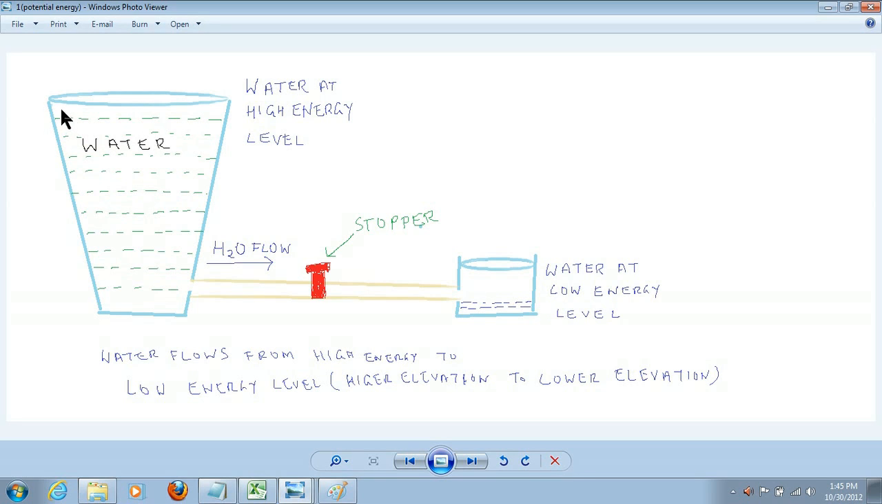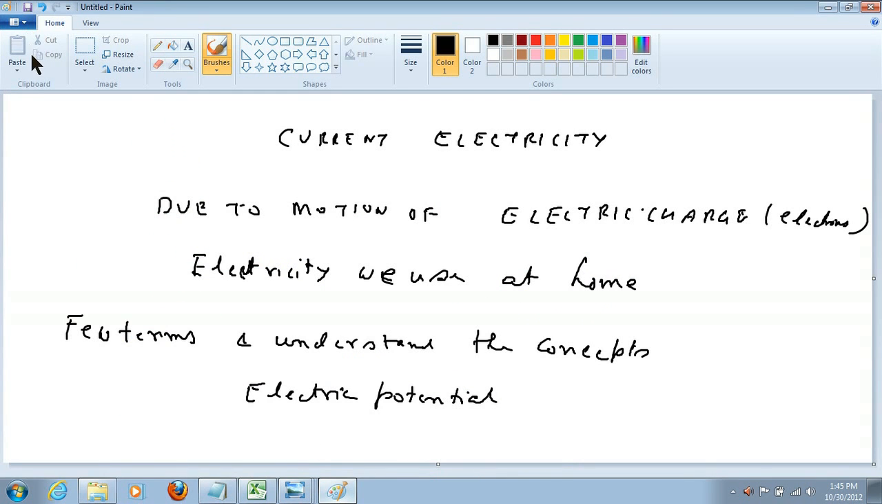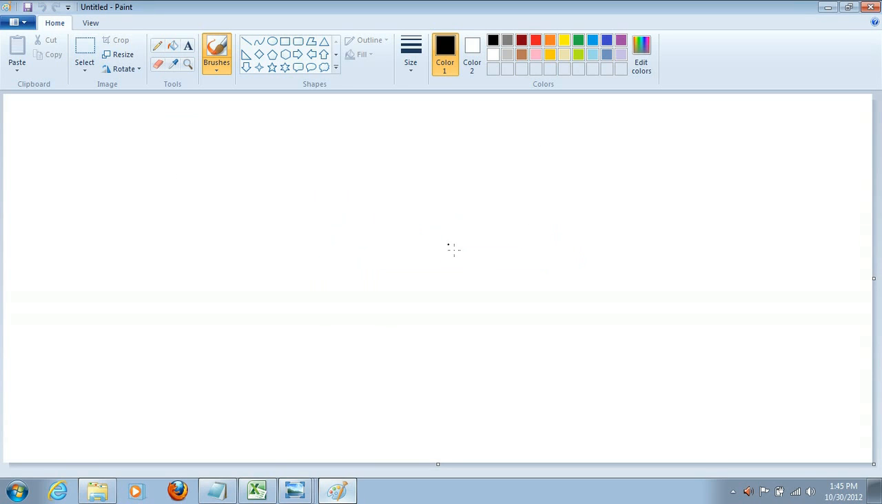Okay, let us continue where we left off in our last tutorial. Imagine two buckets of water connected by a pipe with a stopper. In the left side bucket you have a higher level of water. Let me write it here. So we are filling the left side bucket with water.